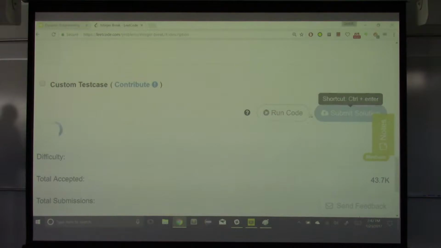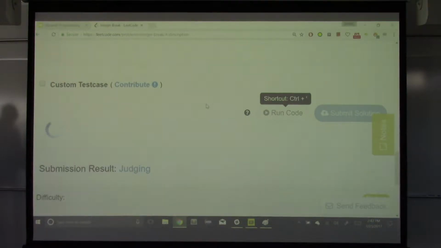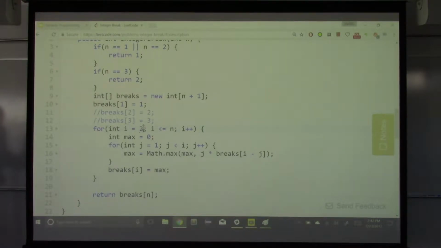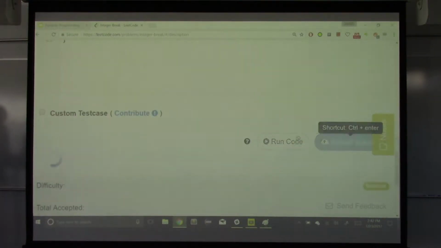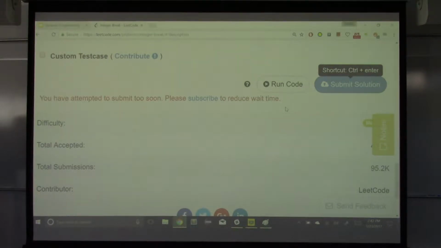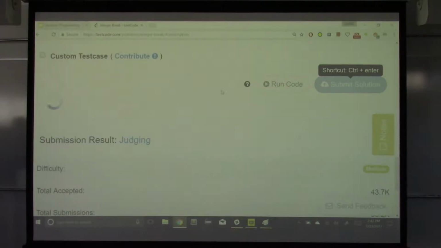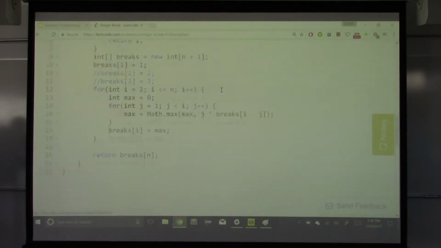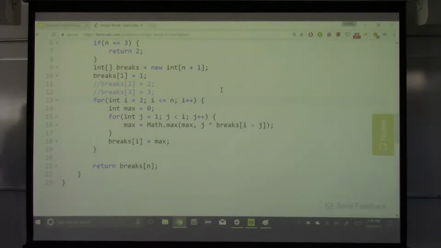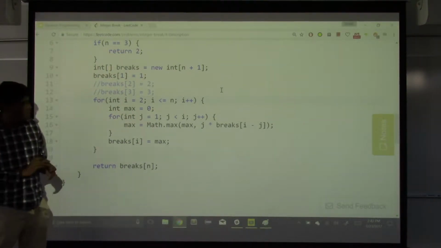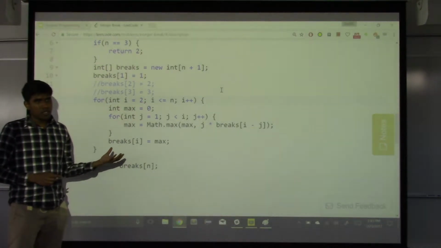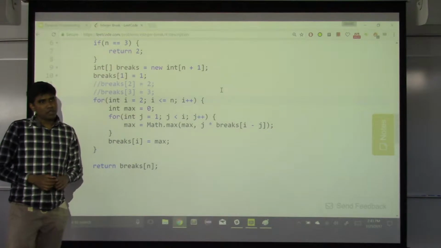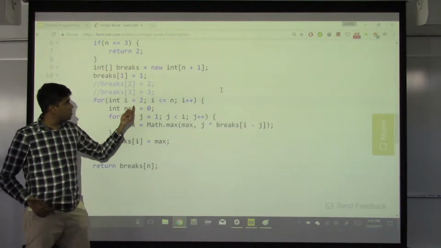For n equals 2 you will do 2. We need to start with 2. For n equals 4, you would have 2 times break of 2, right? Actually, 3 into break of 1 also, right? So for n equals 4, okay.